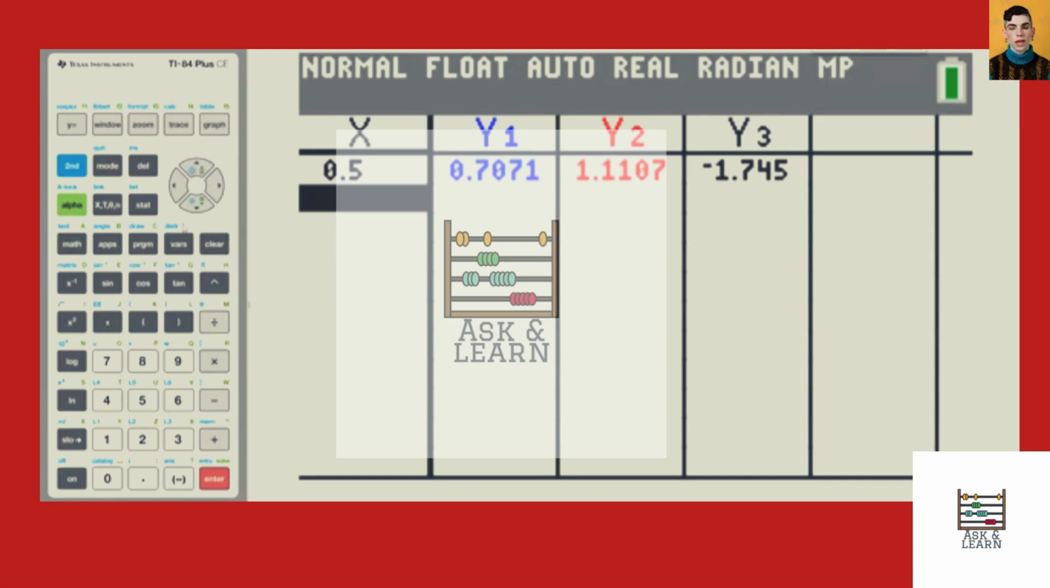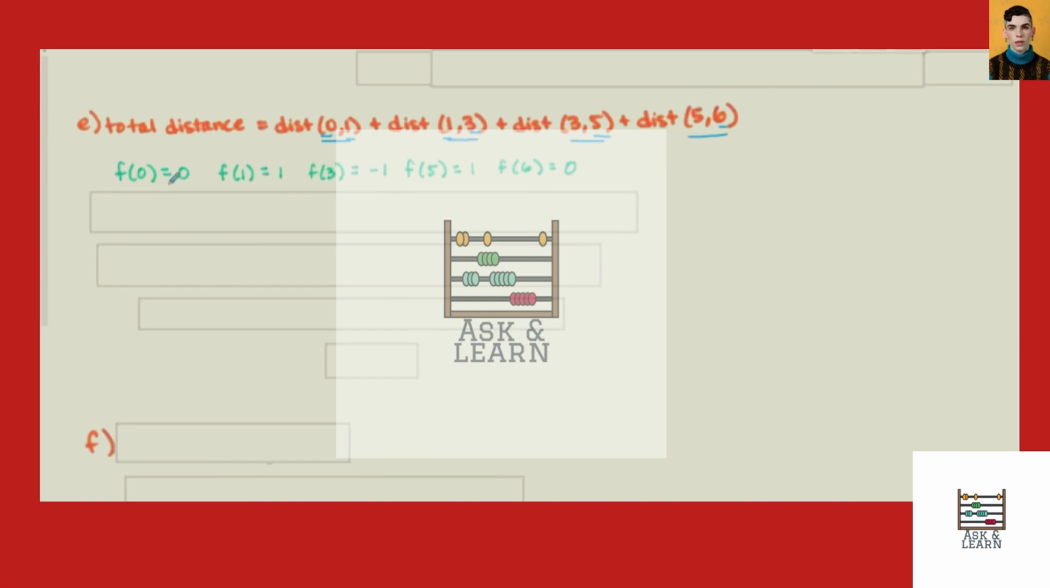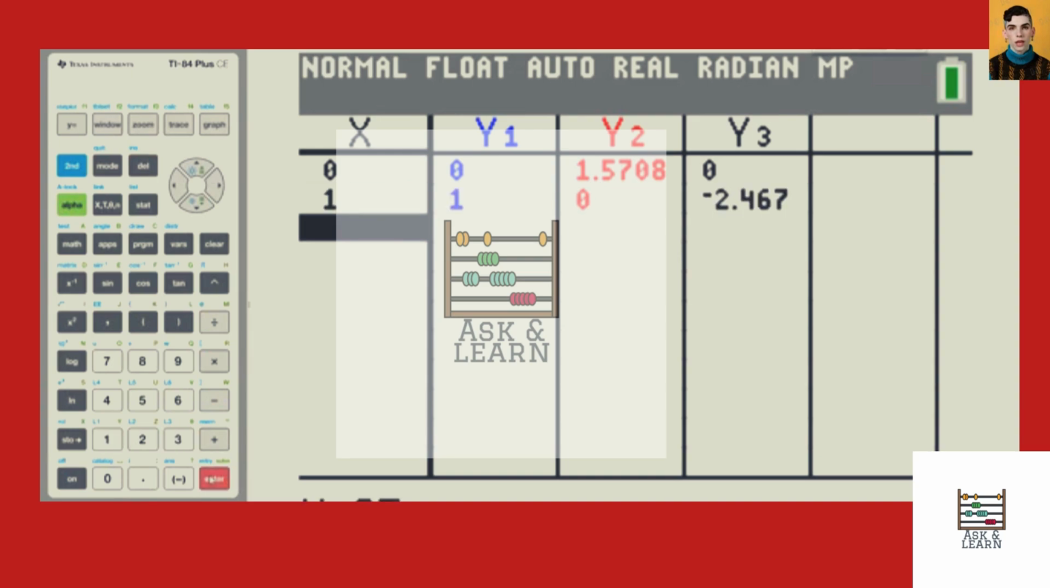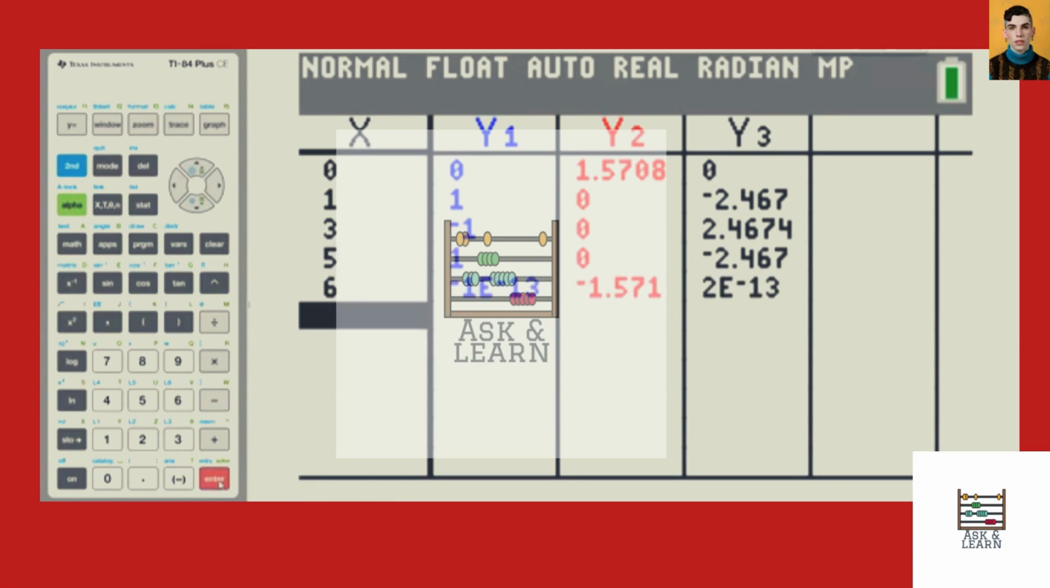Which x values did I want? Let me go back. Okay, I didn't want 1/2. I wanted 0 and 1 and 3 and 5 and 6. Okay, so we go back to the calculator. We type 0. We get a y value of 0. We type 1. We get a y value of 1. We get 3 is -1. 5 is 1. And 6 is very close to 0, looks like. I'm going to call that a 0.